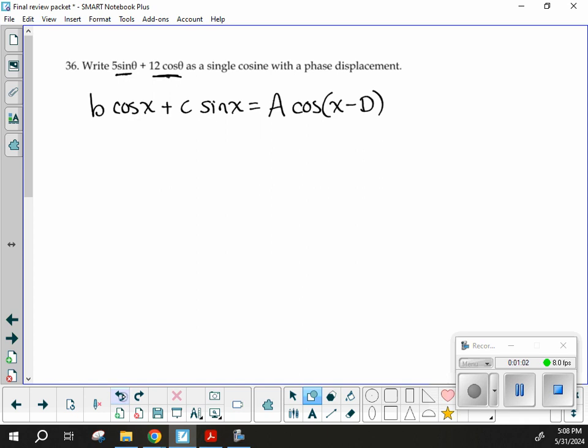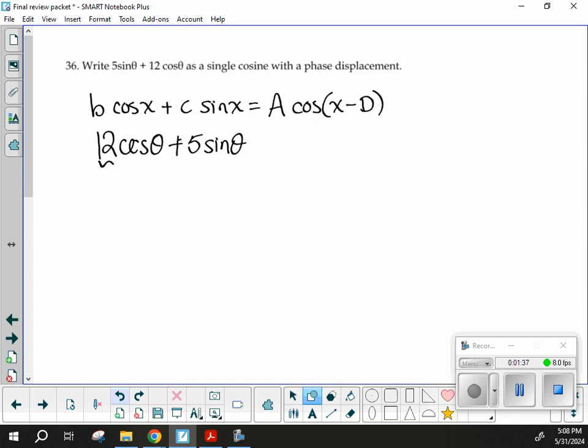So first thing, let's just rewrite our expression here so that it matches what we're working with. And I'll put thetas instead of x's. Now that we have that, we really want a diagram to go along with this, because once we have the diagram and a little triangle that comes out of this, all we are really looking for is the hypotenuse of the triangle. That would be A. And the angle in standard position that goes along with that triangle, that would be D.